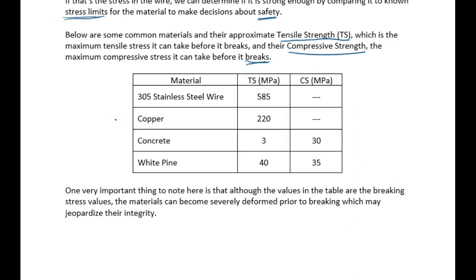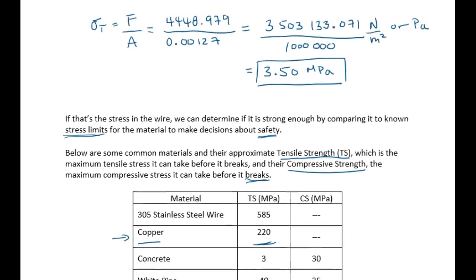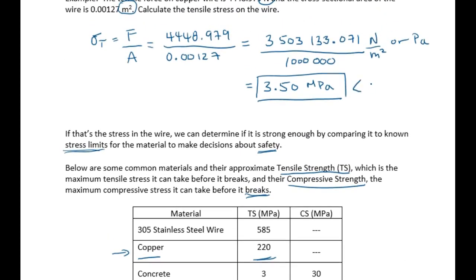So in our case, we were using copper wire. So we would compare the tensile strength to 220. So we're fine here in this case. So this is less than 220 megapascals. Therefore, it is safe.